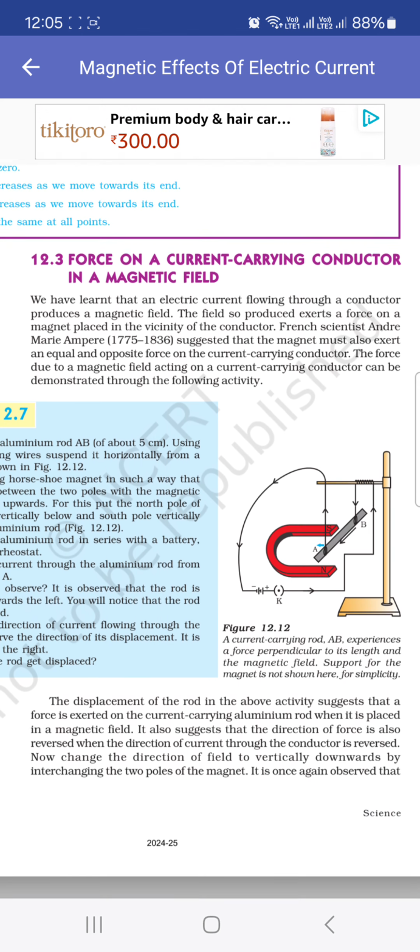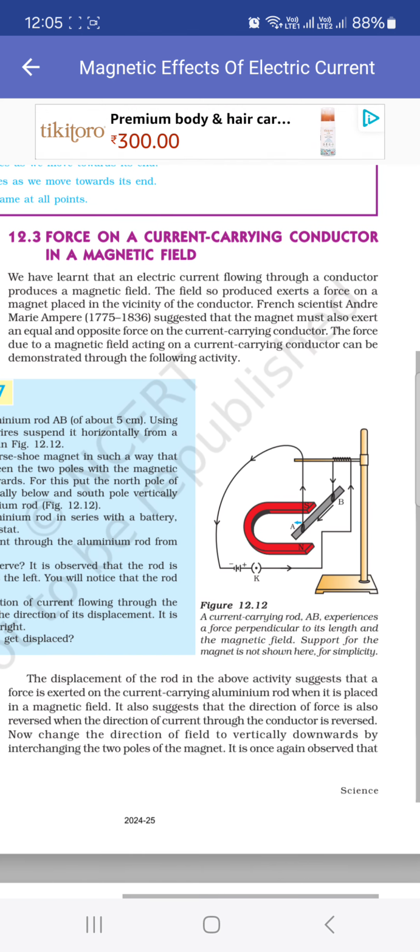The force due to a magnetic field acting on a current carrying conductor can be demonstrated through the following activity. Figure 12.2. A current carrying rod AB experiences a force perpendicular to its length and the magnetic field. Support for the magnet is not shown here for simplicity.